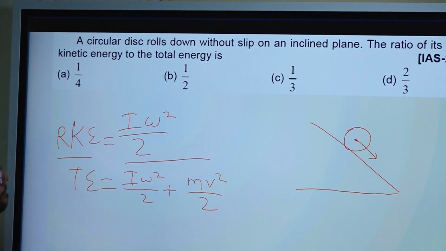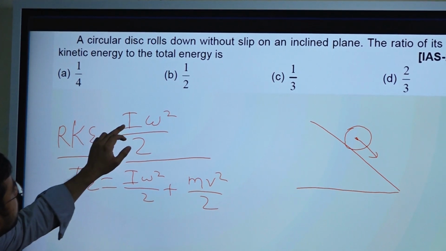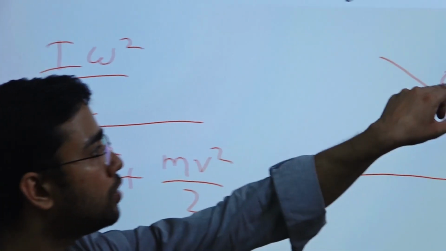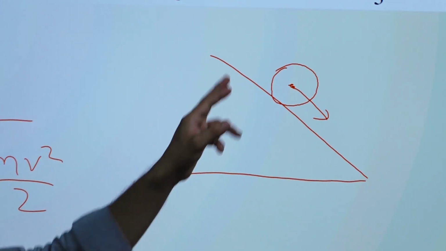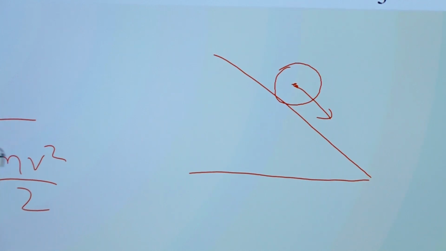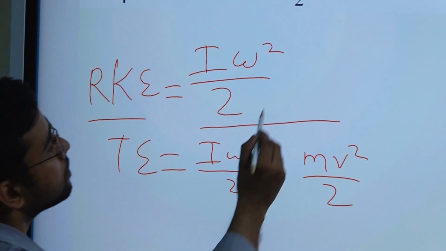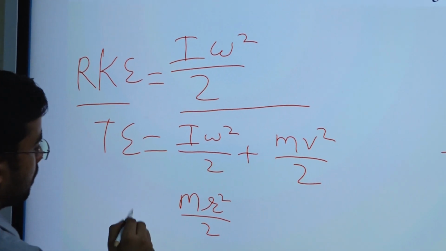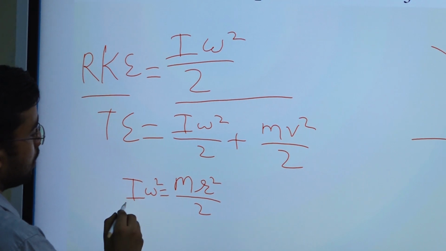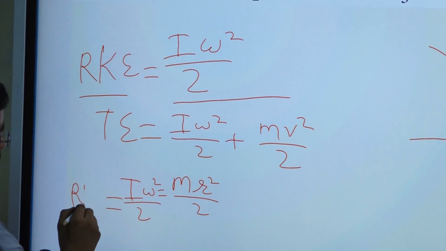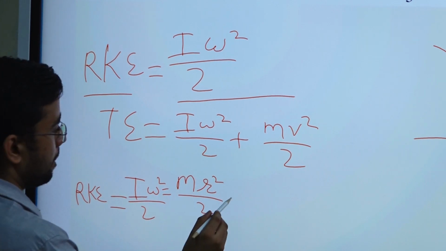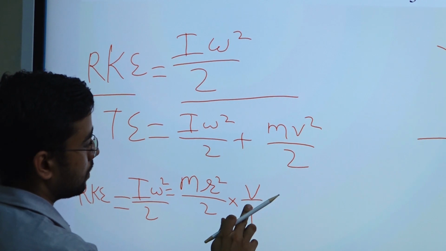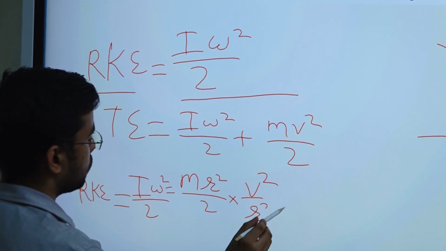So what we need to do is find I. So what is the value of I? That you have to always remember. About this point, the mass moment of inertia of the disc is mr square by 2, right? So I will be equal to mr square by 2. Then RKE is I omega square by 2, and omega is equal to V by R, so omega square is V square by R square.